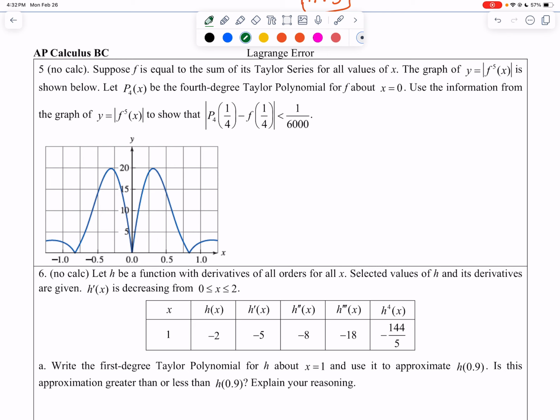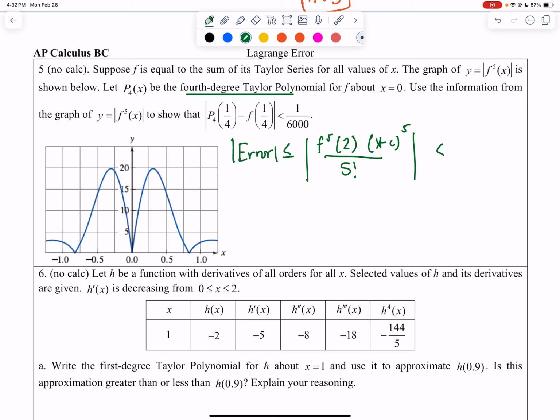We have the fourth degree Taylor polynomial for f about x is equal to 0. And we want to use information from the graph to show that my error is less than 1 over 6,000. All right, so we have a fourth degree Taylor polynomial. Since we have a fourth degree Taylor polynomial, this tells me that I'm going to have to use my fifth derivative of z, x minus c to the fifth, and then I have 5 factorial.